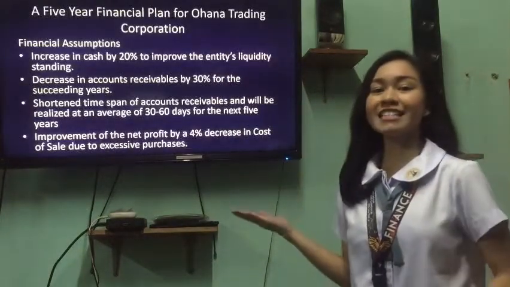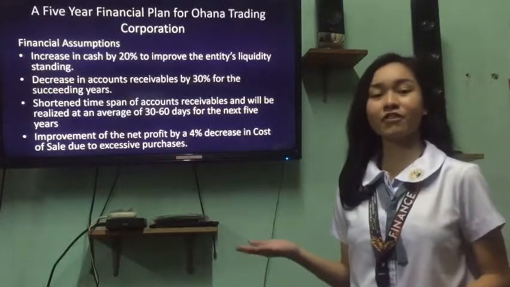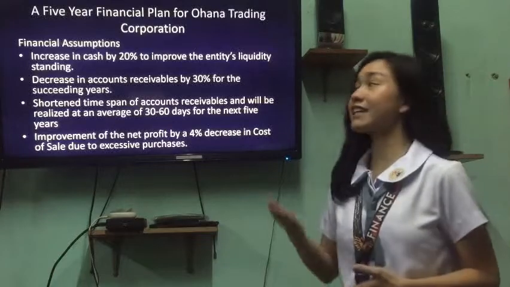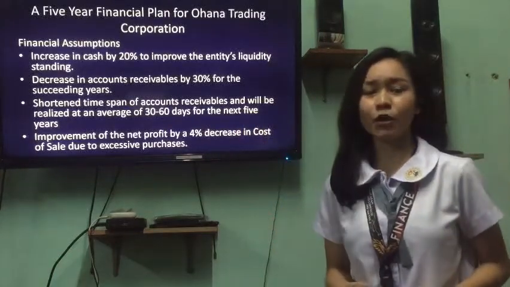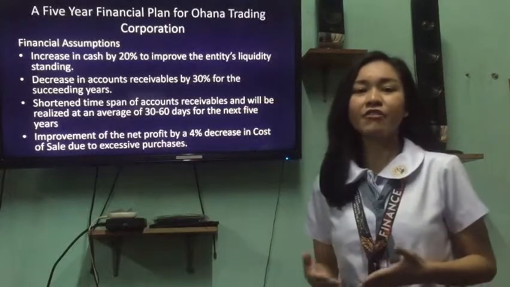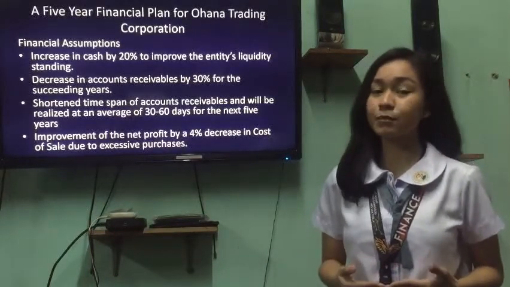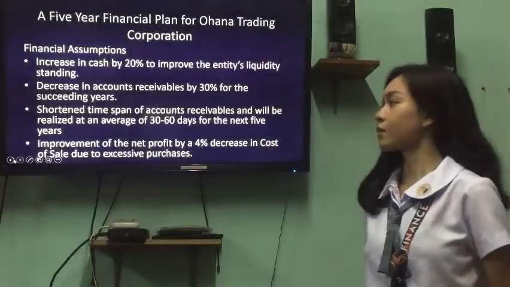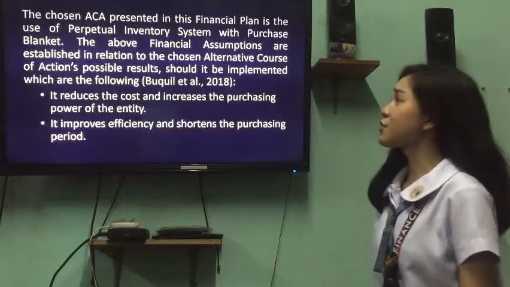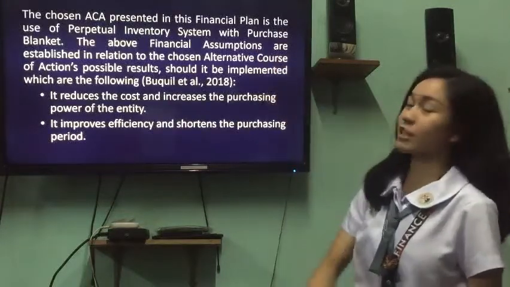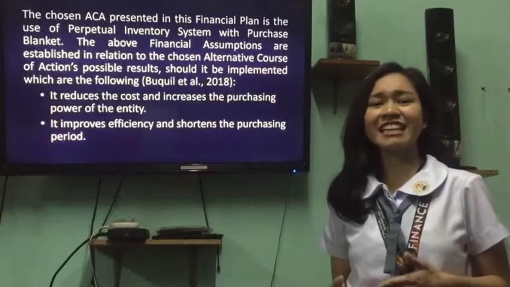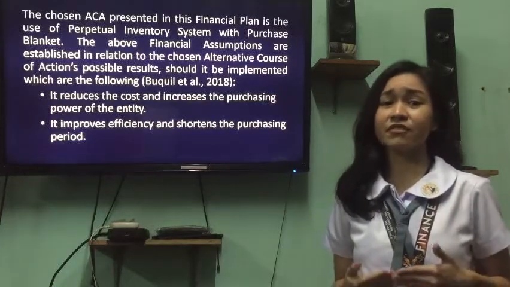The following are examples of the financial assumptions and forecasted financial statements from a 5-year financial plan for OHANA Trading Corporation from a group of finance students from PLM. As I've said earlier, financial assumptions are either written in bullets or numbered. The chosen alternative course of action in this financial plan is the use of perpetual inventory system with purchase blanket. For the current situation of the OHANA Trading Corporation, that is their best option to improve the entity's inventory.